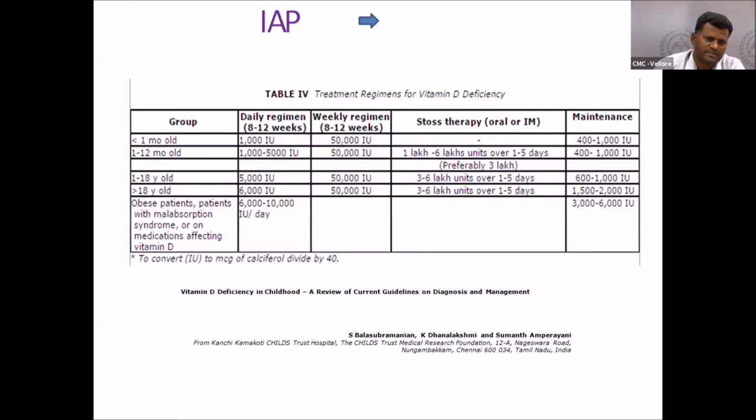So this is the flowchart of IAP. For Stoss therapy, again, it's 1 lakh to 6 lakh, but preferably 3 lakh units for all age groups, over 1 to 5 days.